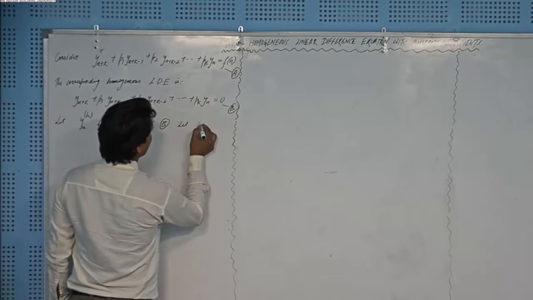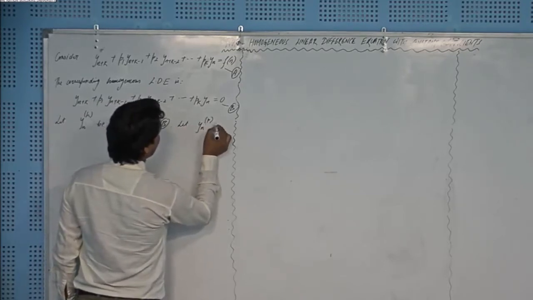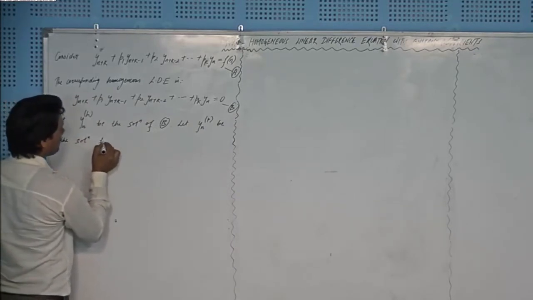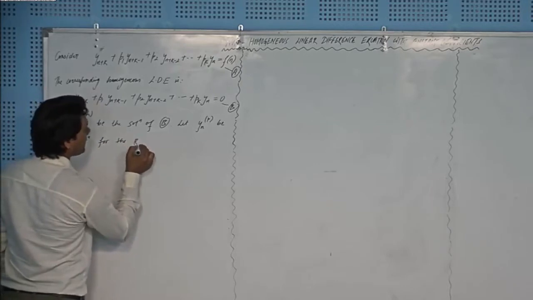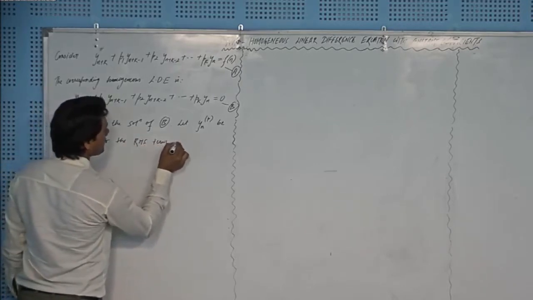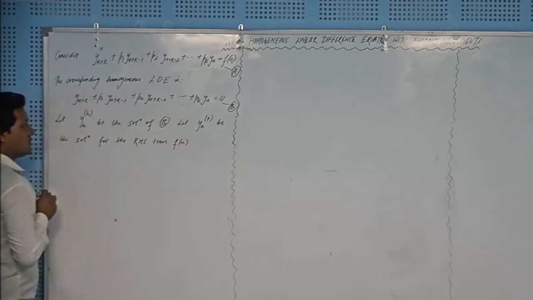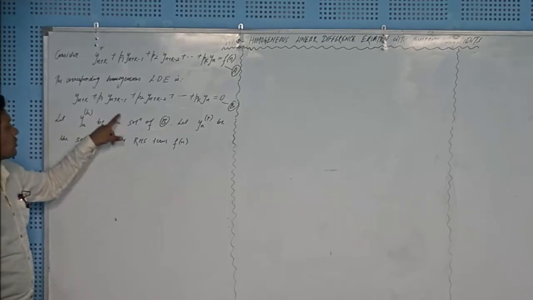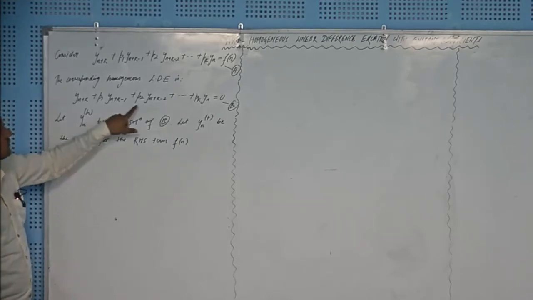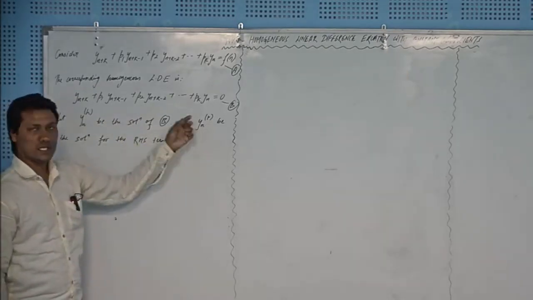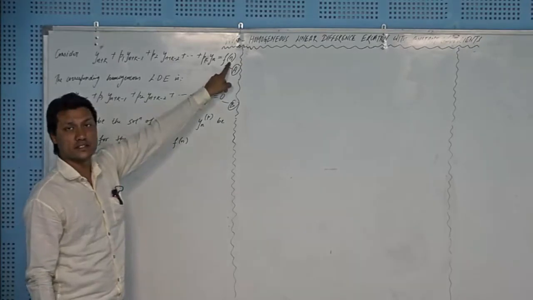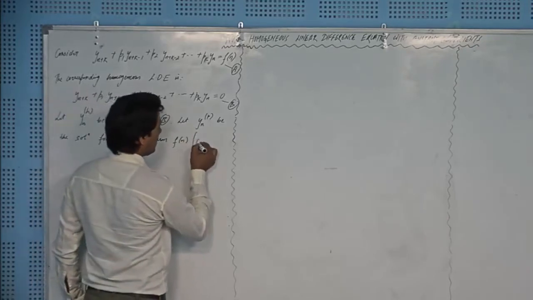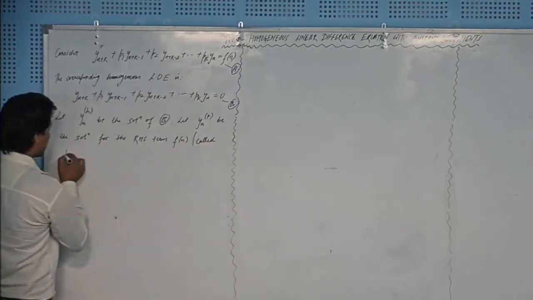Let y_n^p be the solution for the right hand side term, that is f(n). So y_n^h is the solution which you already know how to obtain, for the homogeneous equation, but y_n^p is the solution which occurs due to the presence of this right hand side term, that is called separate solution, or we call it particular solution.